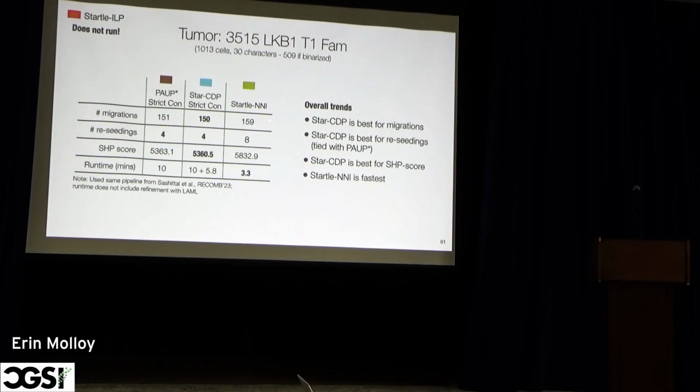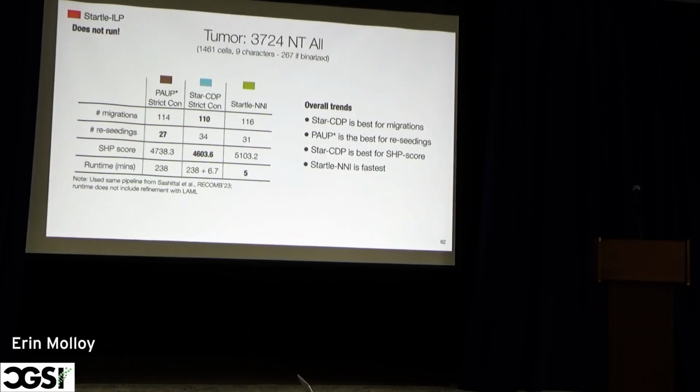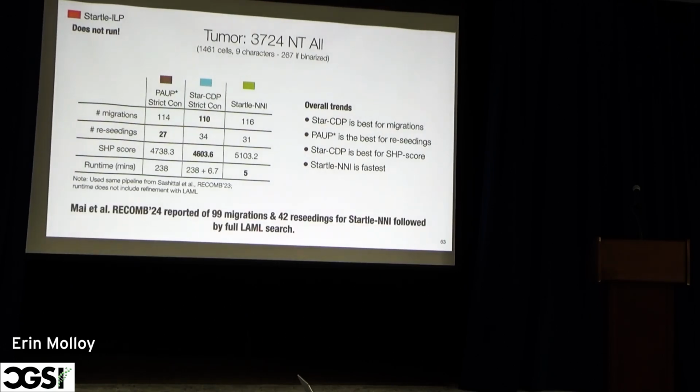And in general, it got a reasonable number of migrations and a good number of reseedings, and was very good for SHP score. So we were getting reasonable results, but it can be a little mixed in terms of migrations and reseedings in terms of which method is best. And basically, even though we found fewer reseedings than other papers, I would sort of caution you in terms of these results because the refinement step probably plays such a big role.